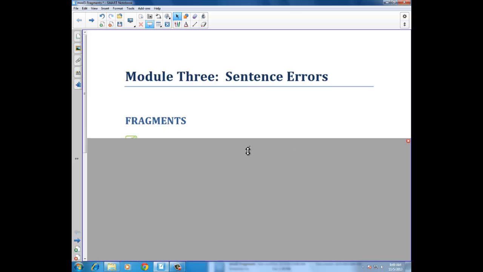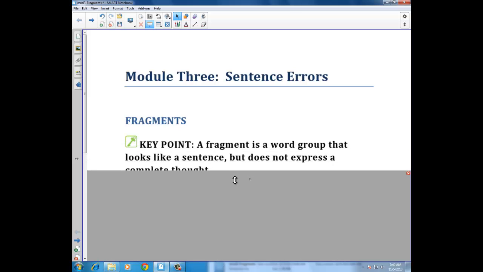A fragment is a word group that looks like a sentence but does not express a complete thought. Fragments begin with capital letters and end with periods. The reader, who expects a complete thought, is therefore confused when the writer's words are incomplete. Because fragments distract your reader from the message that you are communicating, you want to avoid them.